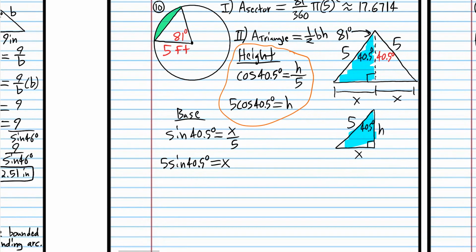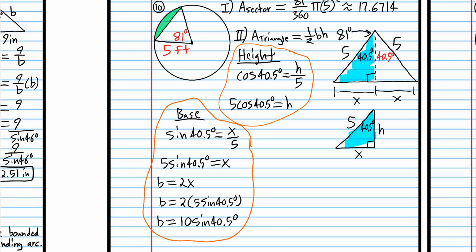But we haven't found the base yet. The base is equal to 2 times x. So 2 times what we just found, 5 sine 40.5 degrees. So base is equal to 10 times sine 40.5 degrees. So all that we just did was to find the base. That was the purpose of that.